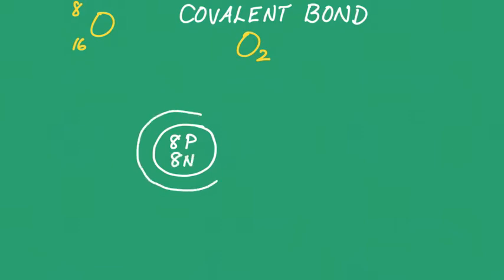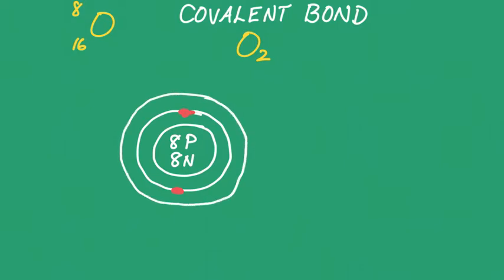So the first shell has 2 electrons. The second shell has 6 electrons. It needs 2 more electrons to complete its second shell. So when two oxygen atoms come really close together, they intersect each other, and they can share 2 pairs of electrons.